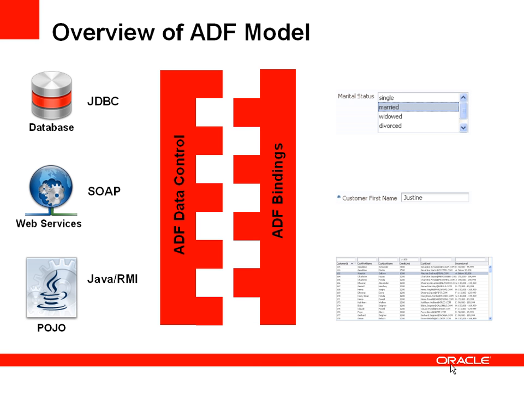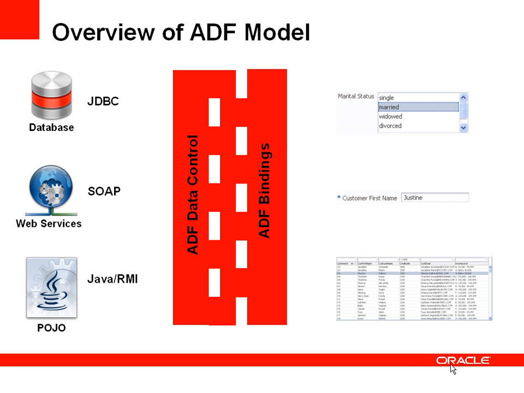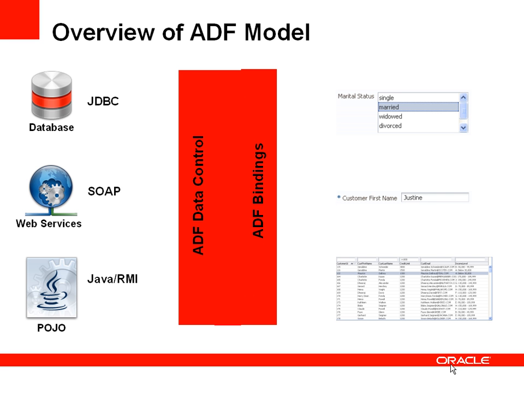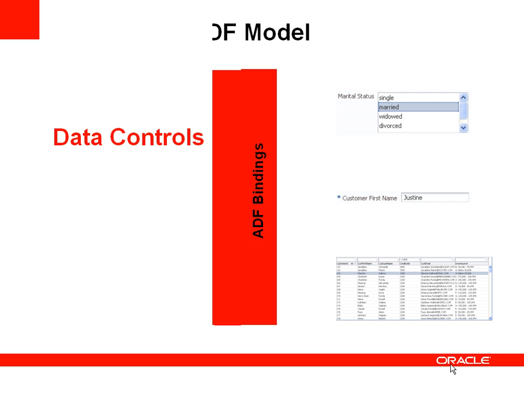And the second half to the solution is ADF bindings. So the bindings provide a particular way to bind your business service to a particular UI item, like a list, like a single attribute value. You might be binding to a method or a collection of data like a table. And the ADF control and the ADF binding work together to provide this very simple way of binding data services to your visual UI components.